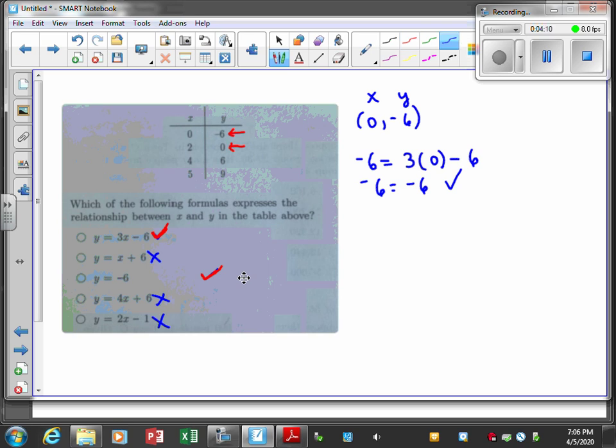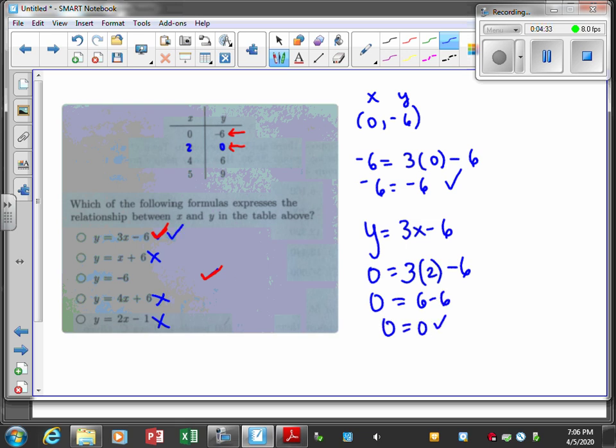So this time we'll have y equals 3x minus 6, and we're going to plug in 2 for x and 0 for y. 2 for x, and we'll get 0 is equal to 6 minus 6 over here, so 0 is equal to 0, so that's true again, so it worked again.